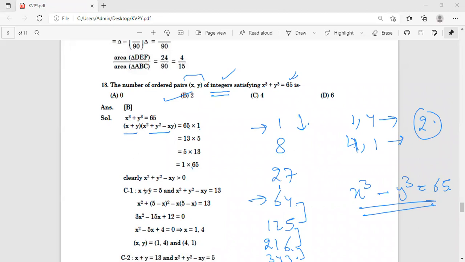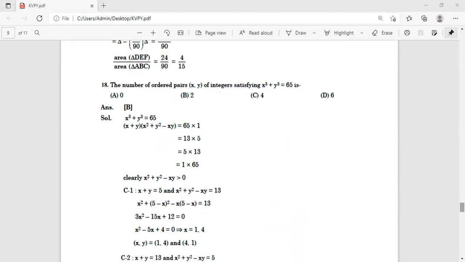So you can take different cases. When x plus y is 5, you get some integral answer, 1 and 4. But when x plus y is 13, you will not get an integral answer. So like that, only possibilities 1 and 4.